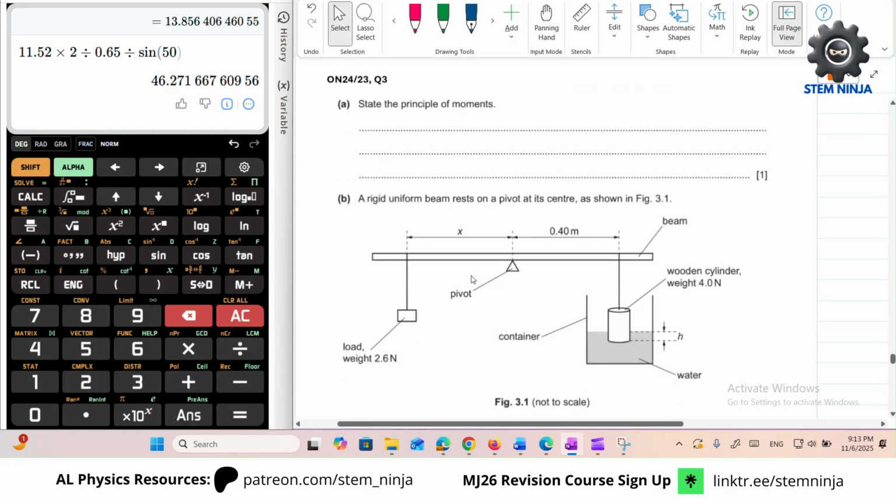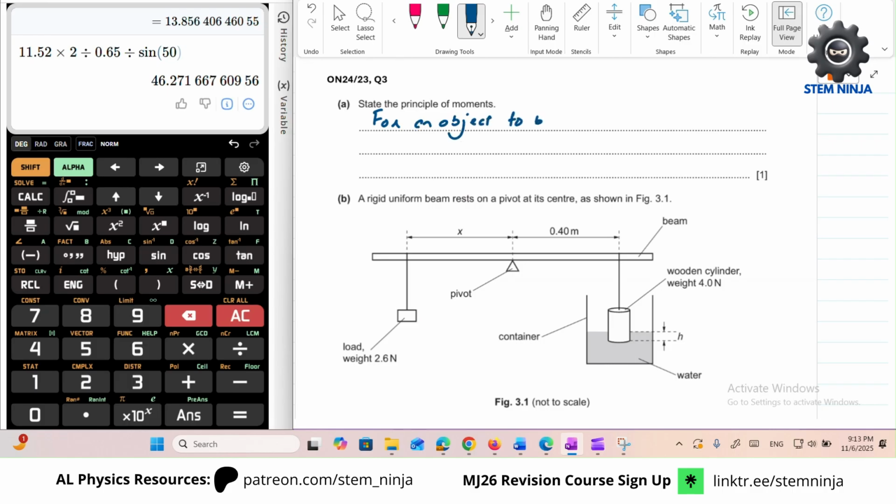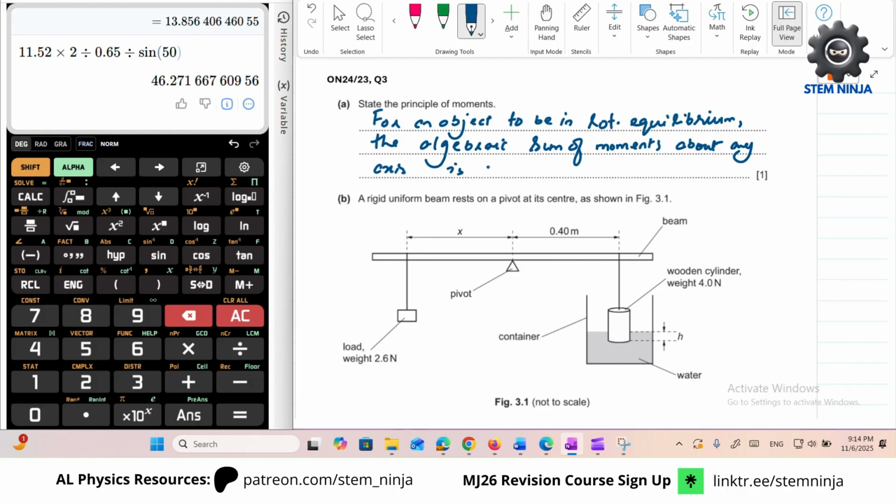Take the principle of moments. For an object to be in rotational equilibrium, you have to write the full word over here: the algebraic sum of moments about any point or axis is 0.